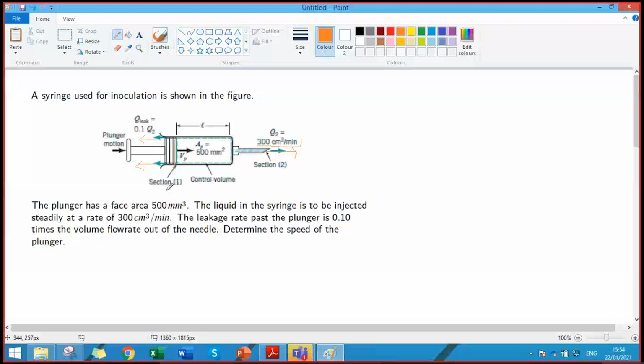Now, what's unique in this problem is, is the control volume fixed?